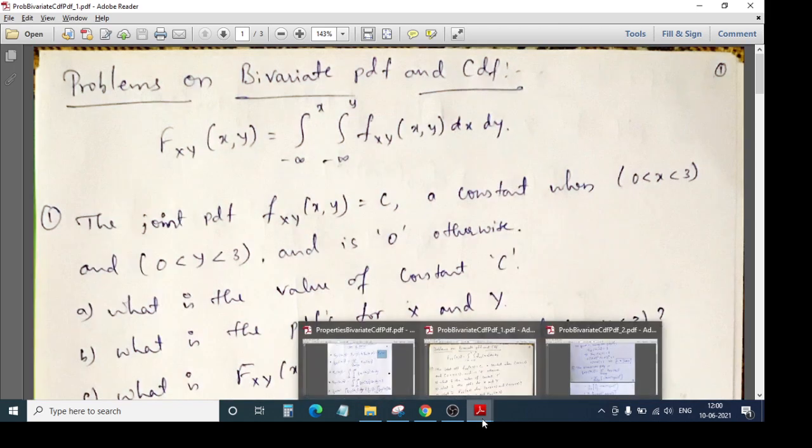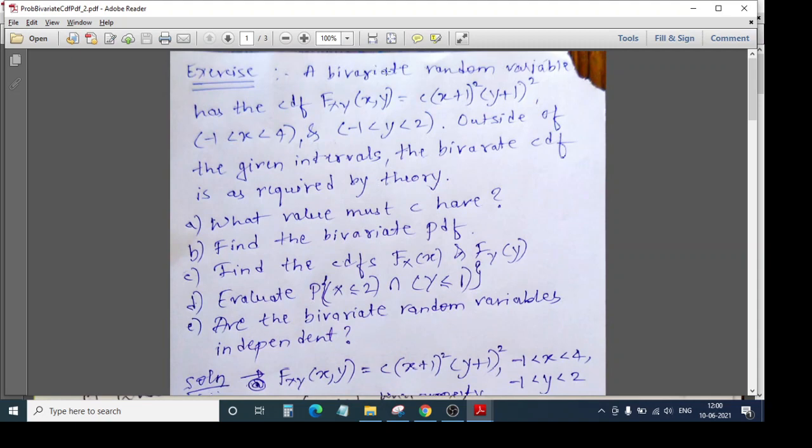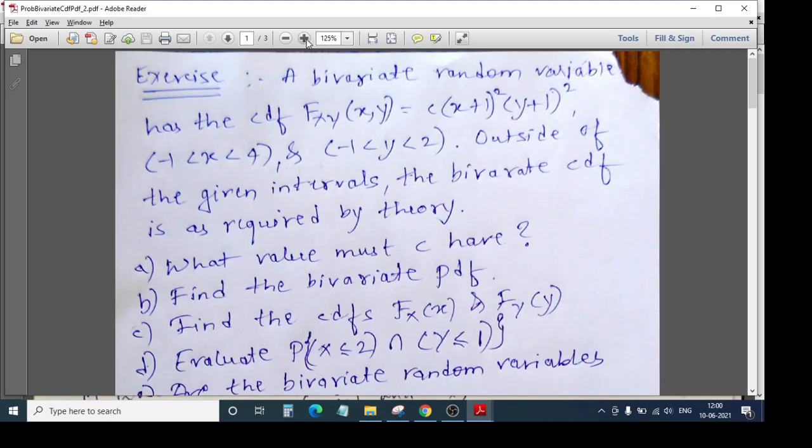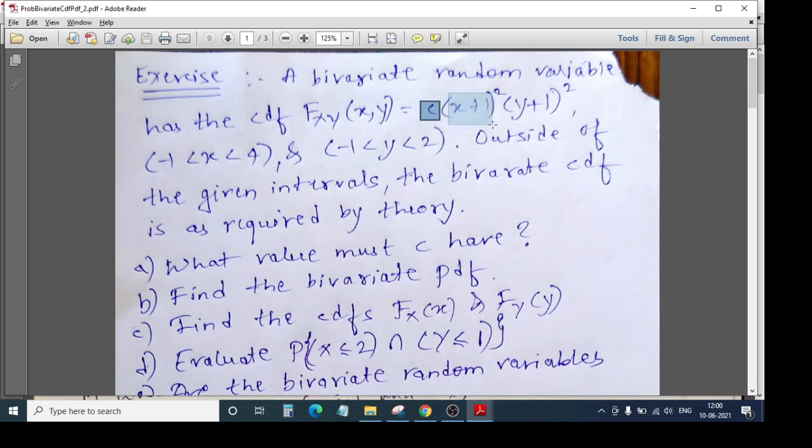Similarly, we will try to do one more problem. This is slightly different from the previous problem. Okay, so let us try to see it. A bivariate random variable has the CDF. So they have given you the CDF fxy, which is equal to c into (x plus 1) the whole square and (y plus 1) the whole square. These values are in the range of -1 to 4 and -1 to 2.